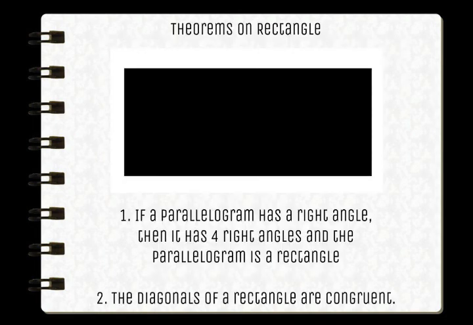Theorems on rectangle. Theorem 1. If a parallelogram has a right angle, then it has four right angles and the parallelogram is a rectangle. Theorem 2. The diagonals of a rectangle are congruent.